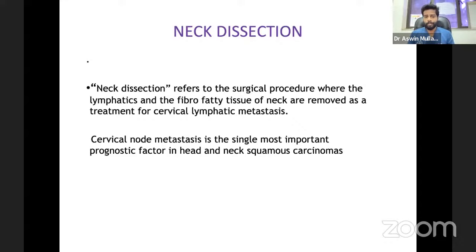So why do we want to do that? Cervical nodal metastasis is the single most important prognostic factor in head and neck squamous cell carcinoma. What does that mean? Suppose a patient has a primary tumor of less than 2 centimeters, but the person has a positive node, his overall survival or life expectancy is reduced by 50%. That much important is the nodal status, more than the primary.